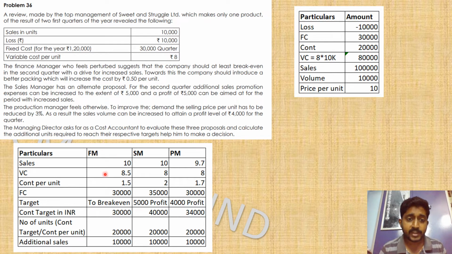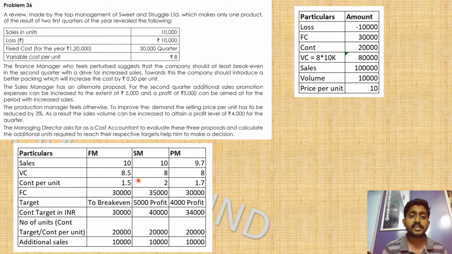So as per the finance manager's suggestion, 8.5 is the variable cost now. The sales manager or the production manager does not vary the variable cost. Sales minus variable cost, you can find the contribution per unit. And fixed cost, this is where the twist is. Fixed cost 30,000 is given in the question. The finance manager does not want to change the fixed cost. He just wants to put the new packing, increasing the variable cost by 50 paisa that we have already accounted.